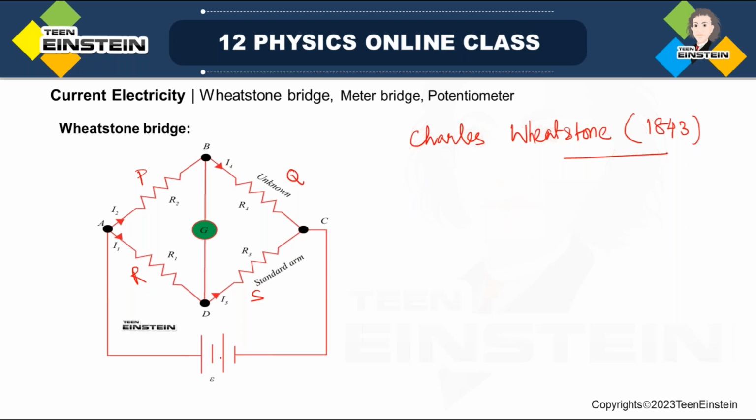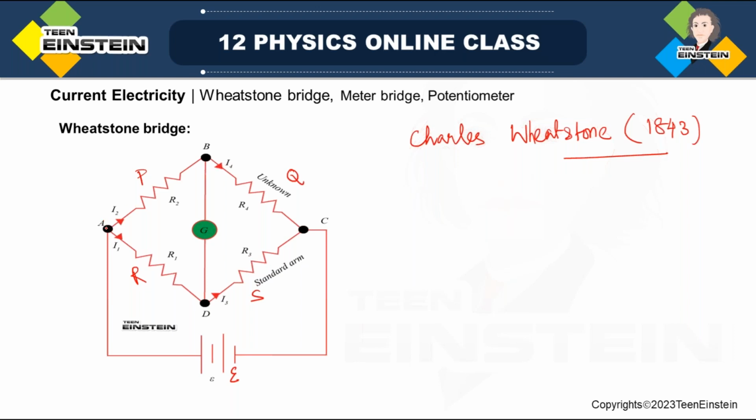See here, what are the elements we have? First of all, there is a battery or a cell which has EMF E. I'll write these values because they are very small in font. I'll write E, and there are 4 resistances R1, R2, R3, and R4. And these 4 arms are given names. One more point, let me tell you about the battery.